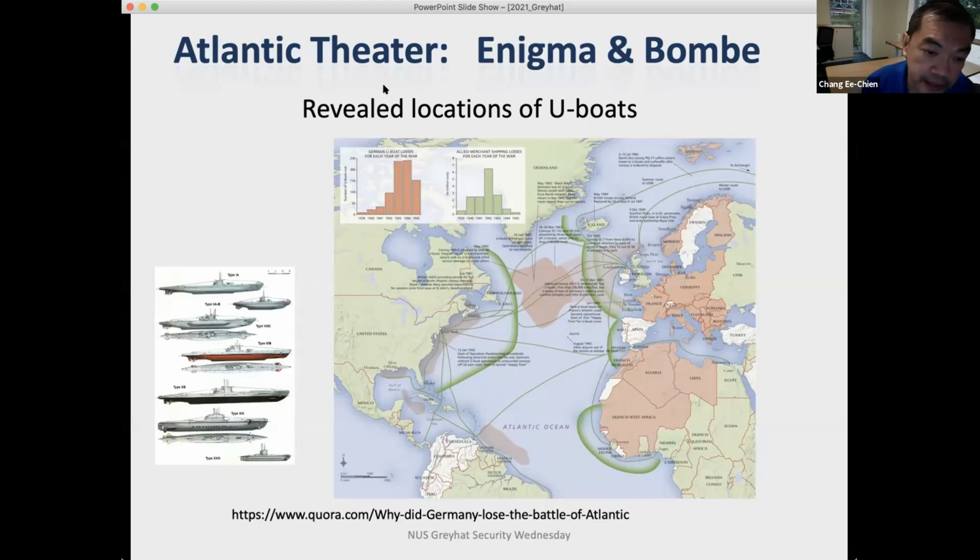You can see from this graph that the effectiveness of the U-boat dropped a lot at the later stage of the war. It was believed that breaking of this Enigma code contributed greatly to the success of this U-boat war.